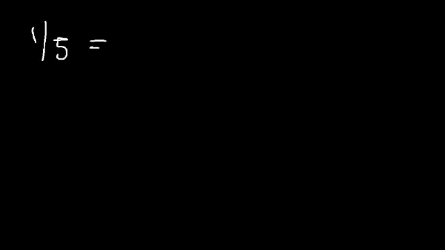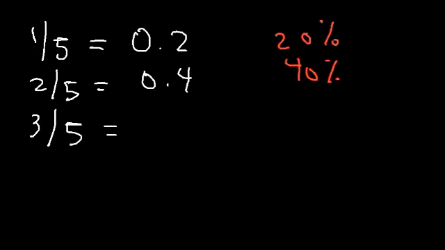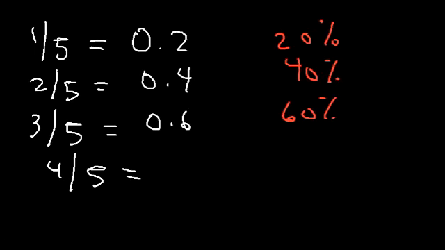So 1/5, that's 0.2, and that's about 20%. 2 over 5 is 0.4. You simply multiply 0.2 times 2, and you get 0.4. And so that's 40%. 3 over 5, that's 0.2 times 3, which is 0.6. And so that's 60%. And 4 over 5 is equal to 0.8, which is 80%. And you know 5 over 5 is 1.